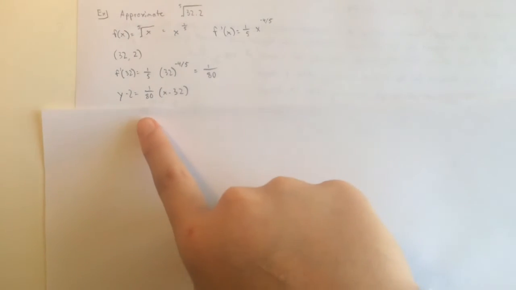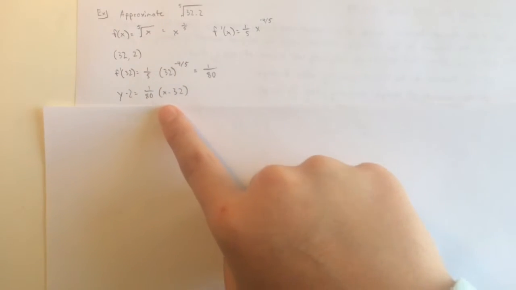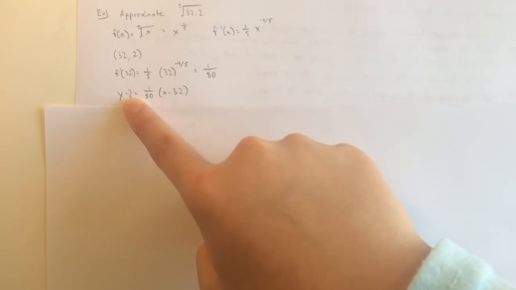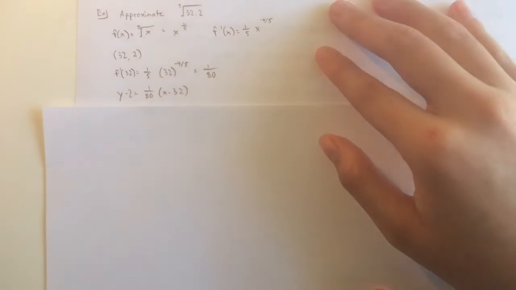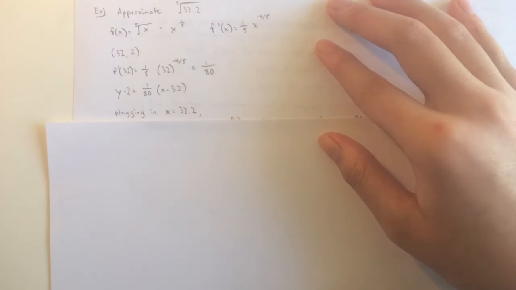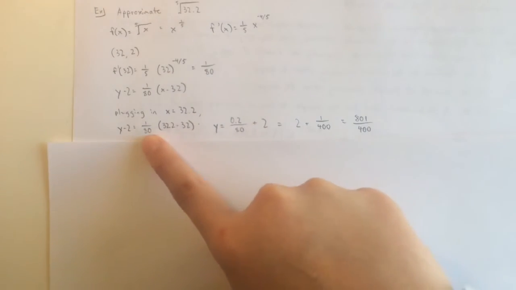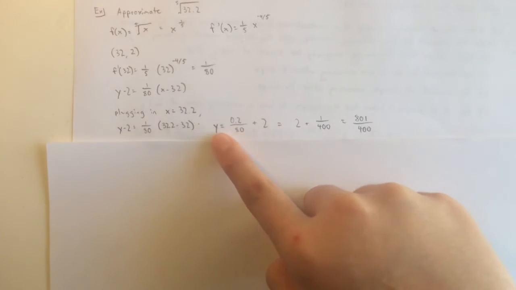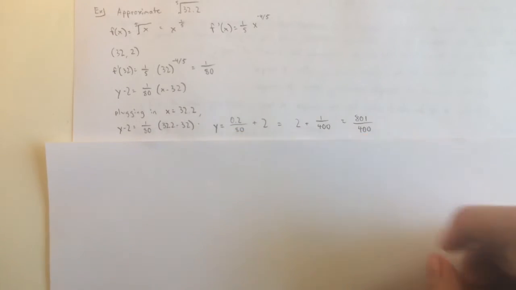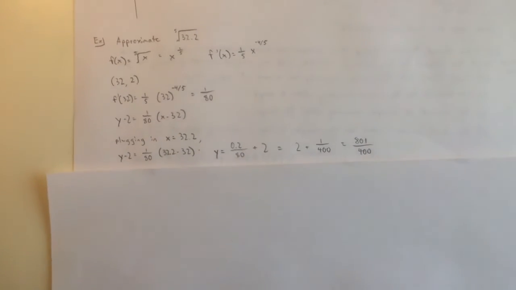Now we can write the tangent line for when x equals 32, and that's just using the y value, the slope, and the x value. Now by plugging in x equals 32.2, we get this equation. Then we can just solve for y, and we get this number at the end.